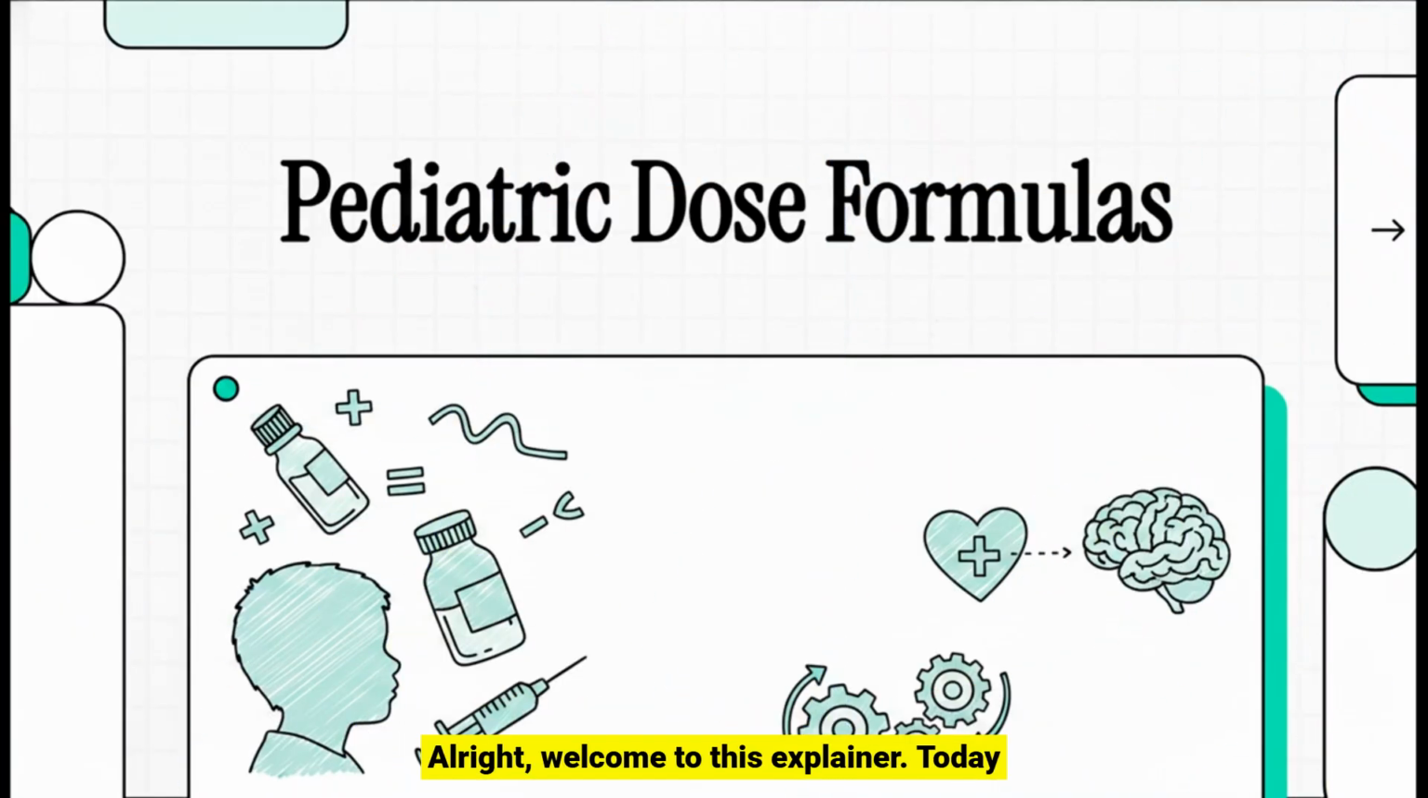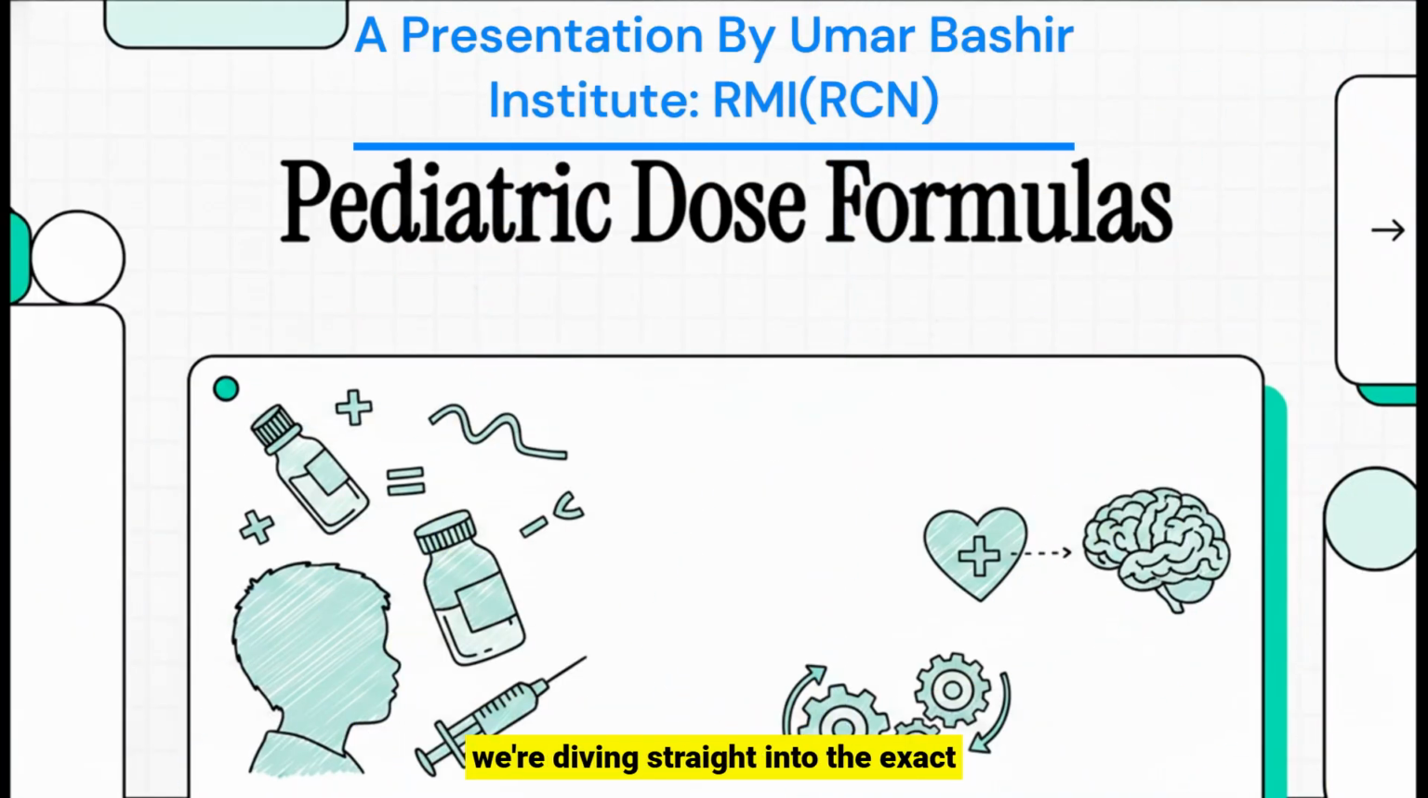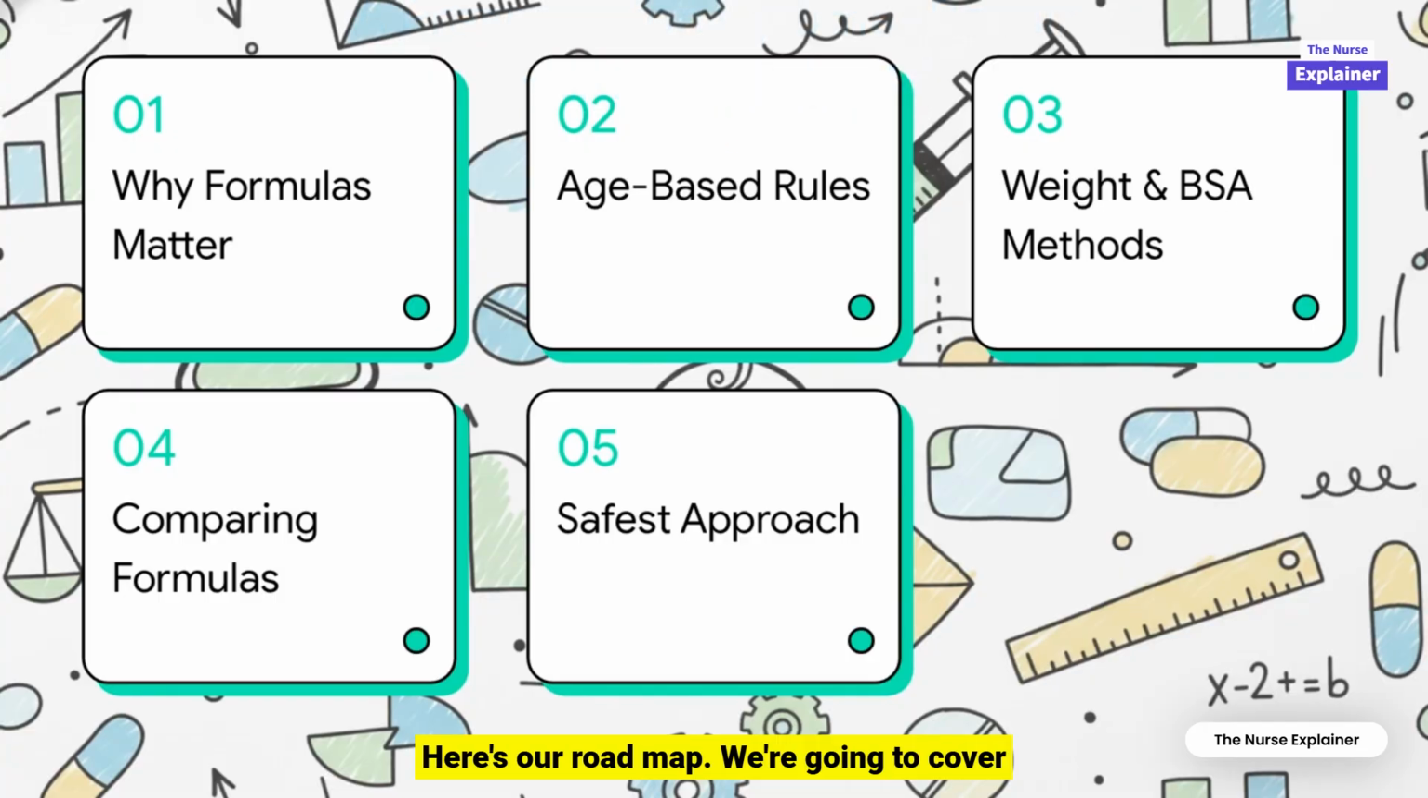Welcome to this explainer. Today, we're diving straight into the exact mathematical formulas we use to safely medicate pediatric patients. If you work in healthcare, you already know that dosing a child isn't just guesswork, it's a precise science with literally life-or-death stakes. So let's break down the math that prevents those catastrophic errors. Here's our roadmap. We're going to cover why these formulas actually matter, dig into the age-based rules, look at weight and BSA methods, compare them in practice, and finally, lock down the safest clinical approach.